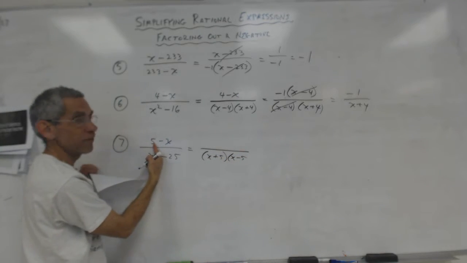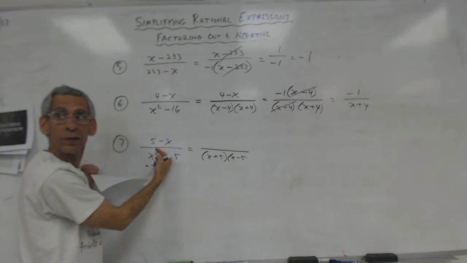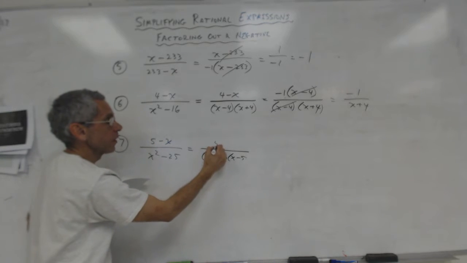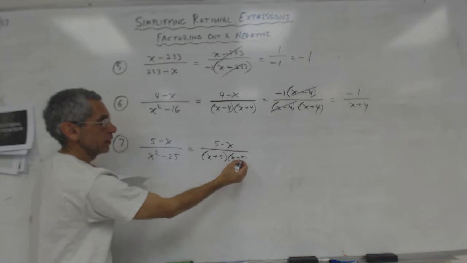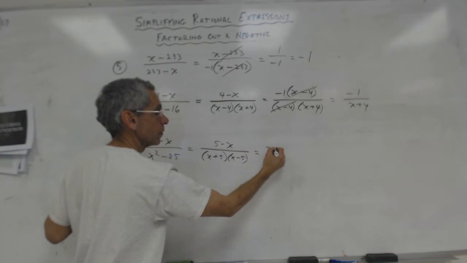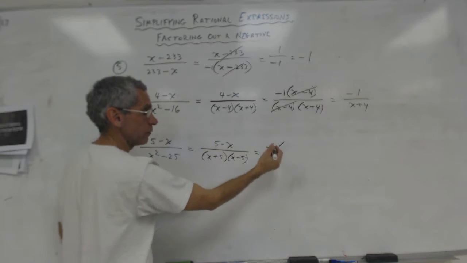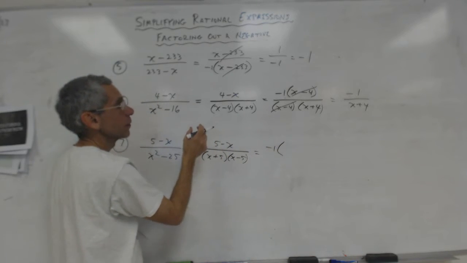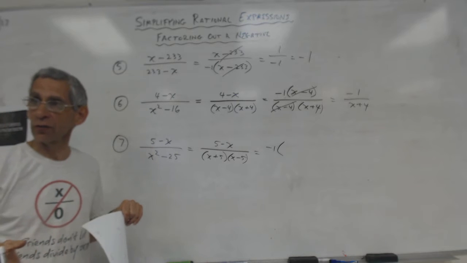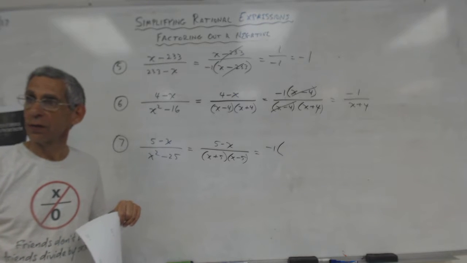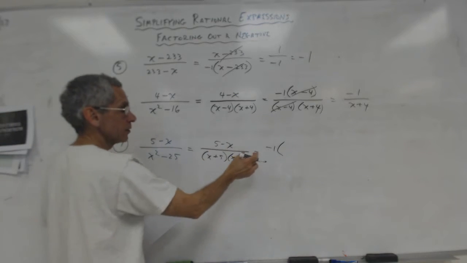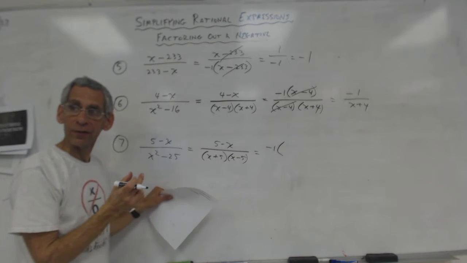And then upstairs I have 5 minus x. Now, can I do something? Can I cross out with the x minus 5? Not yet. I have to factor out a negative 1 first. Why? Because that's what the whole lecture so far has been about. So that's why I'm asking you to pay attention.